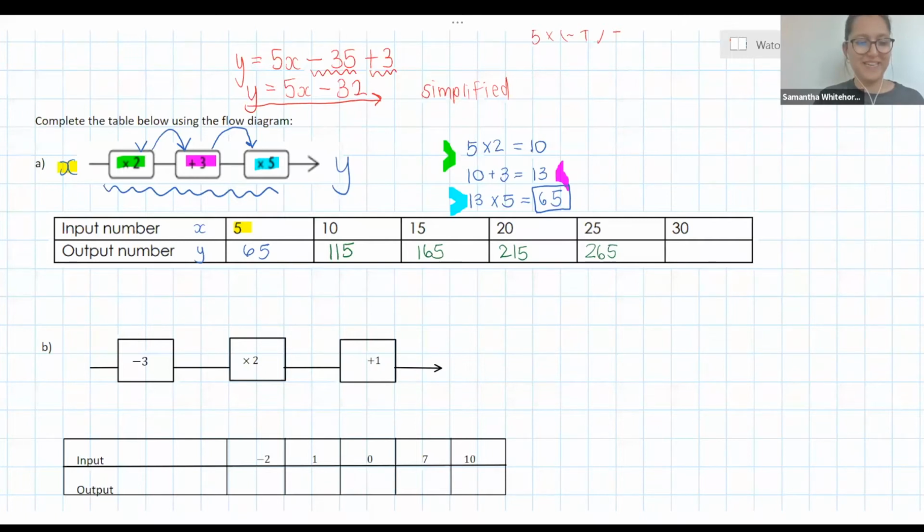Yes, ma'am. So you say 30 times 2 gives you 60, and then 60 plus 3 is 63, and then 63 times 5 gives you 315. Excellent, well done. Thank you, ma'am. Okay, guys, so what we're seeing here is that as my X values, so as my input values are getting bigger and bigger and bigger, so are my output values. And so again, we could potentially go and draw a graph for this to show that it's increasing at this rate.